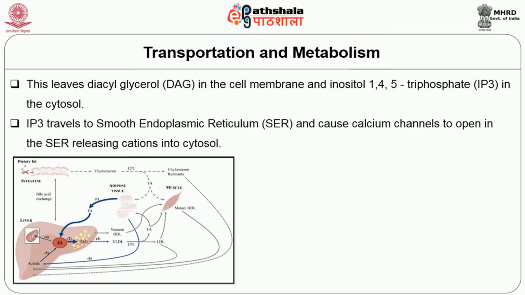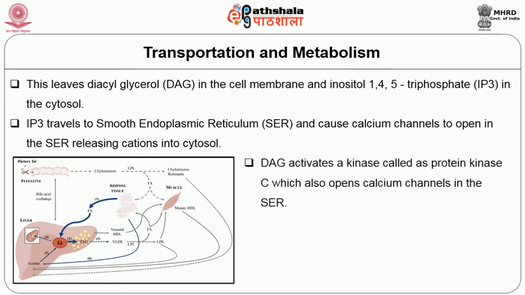The IP3 then travels to the smooth endoplasmic reticulum (SER) and causes calcium channels to open in the smooth endoplasmic reticulum, releasing cations into the cytosol. The DAG activates a kinase called protein kinase C, which also opens calcium channels in the SER. This helps in binding of vesicles to cell membrane.